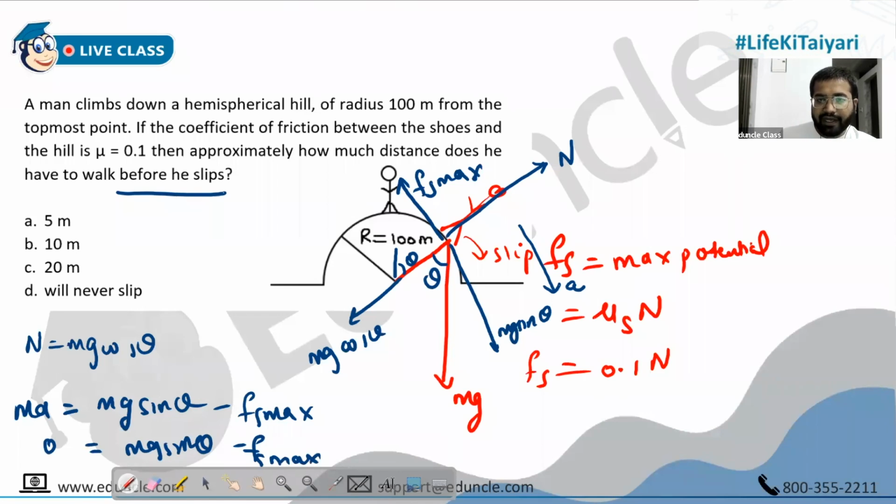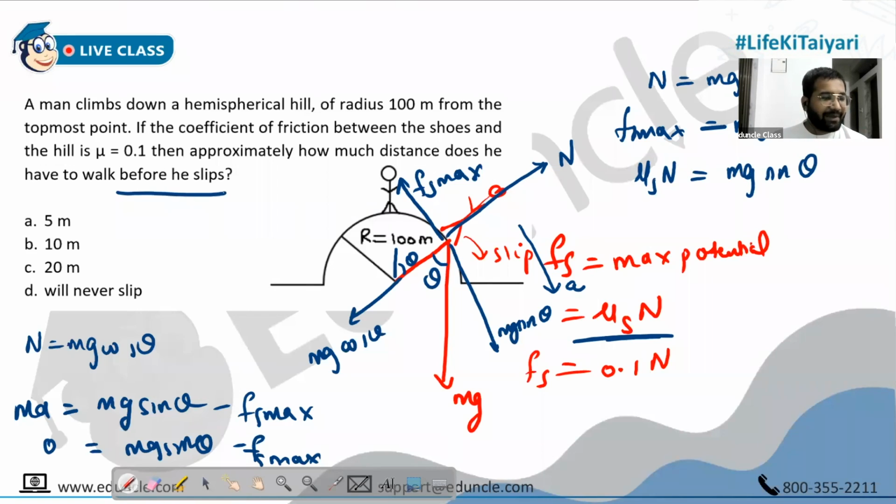So what do we have? We have already got N is mg cos theta. On the other hand, we have got fs max is mg sin theta. But what is fs max? Fs max is mu s into N. This is mg sin theta. See, again, I am writing mu s, but at the end of the day, here also in the question, they have written coefficient of friction. They have not written kinetic or static.